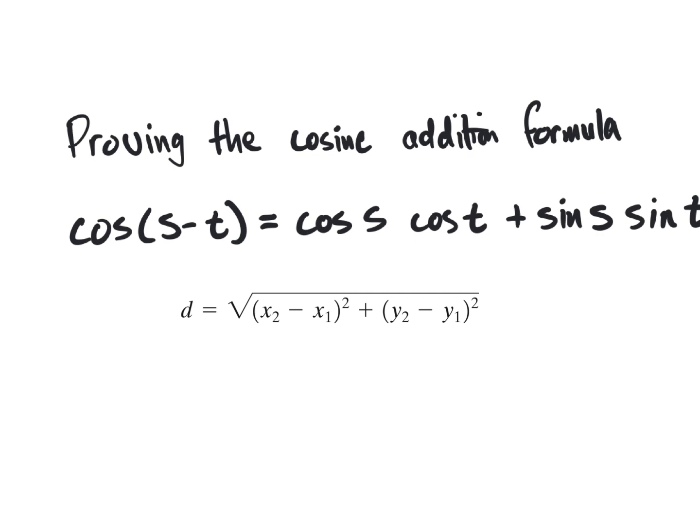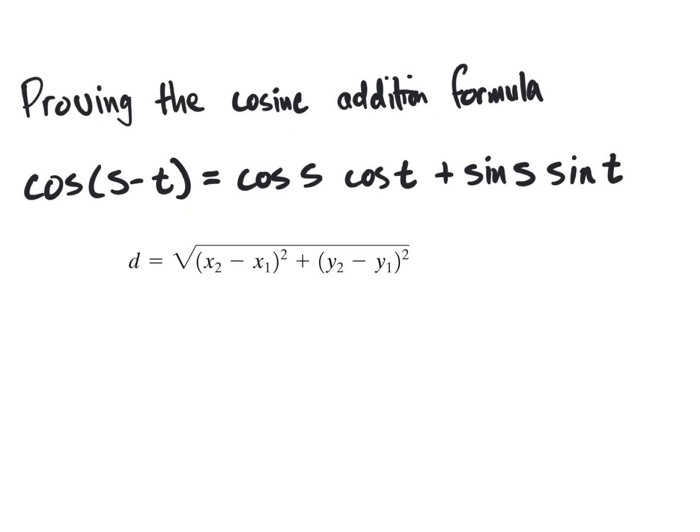Hey, welcome to me showing you how to prove the cosine addition formula. And here is our formula that I'm trying to prove: the idea that cosine of s minus t is equal to cosine of s times cosine of t plus the sine of s times sine of t. We are going to make a lot of use of the distance formula, so I thought I'd put that up.